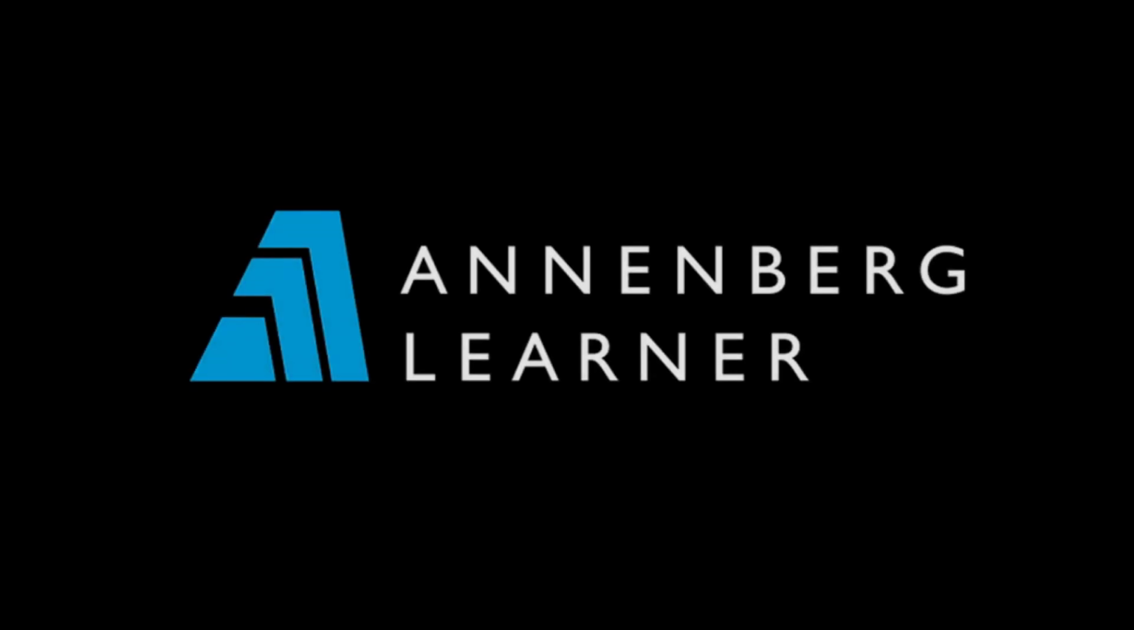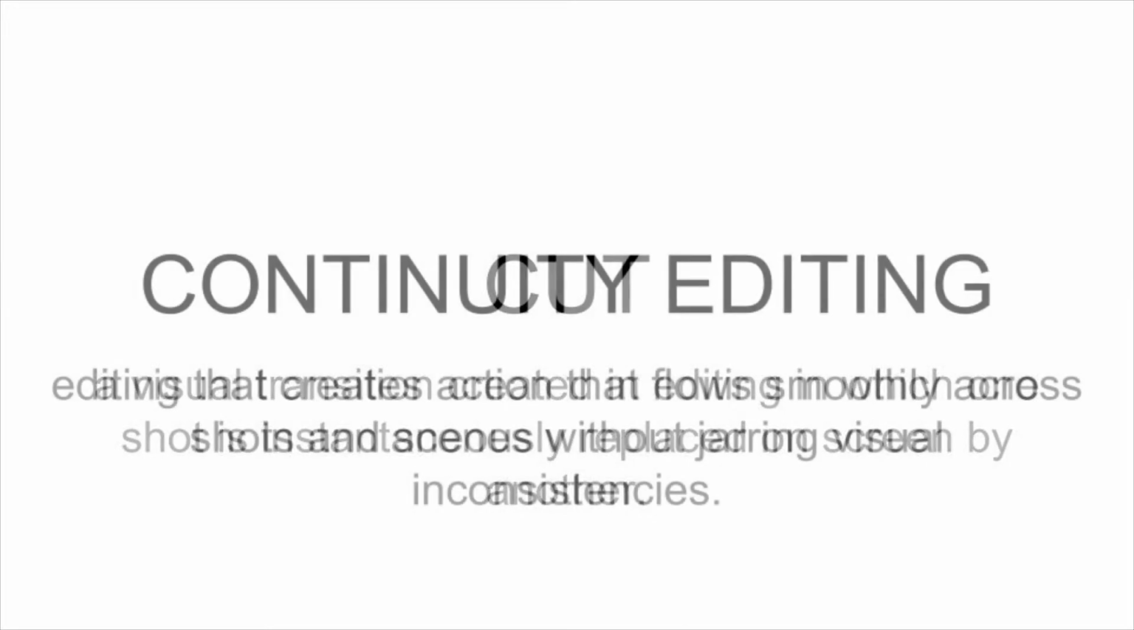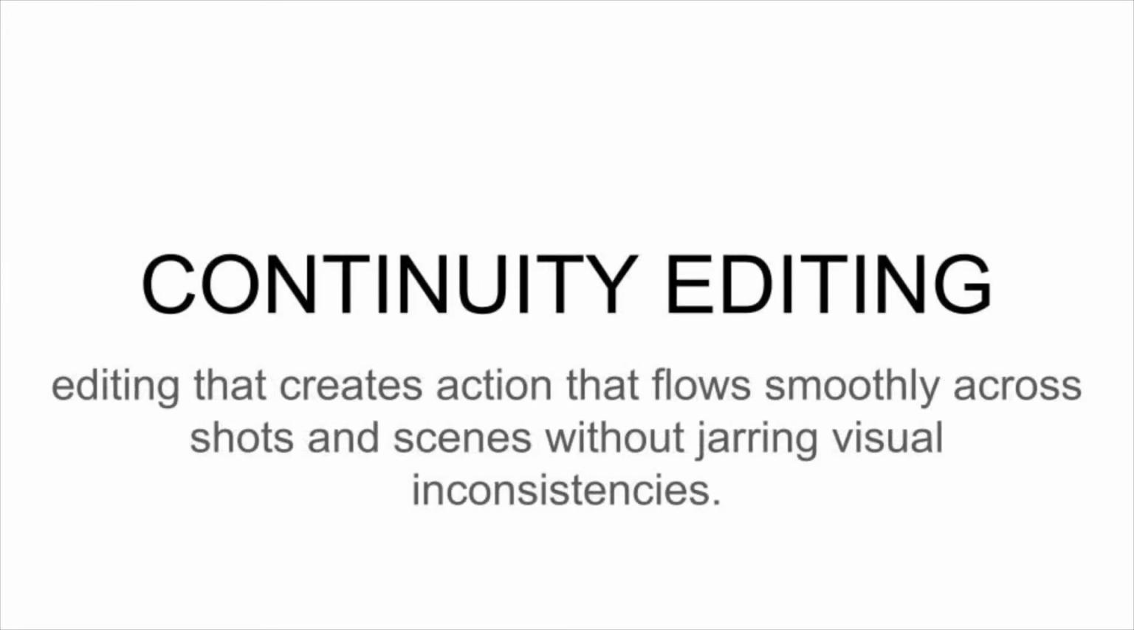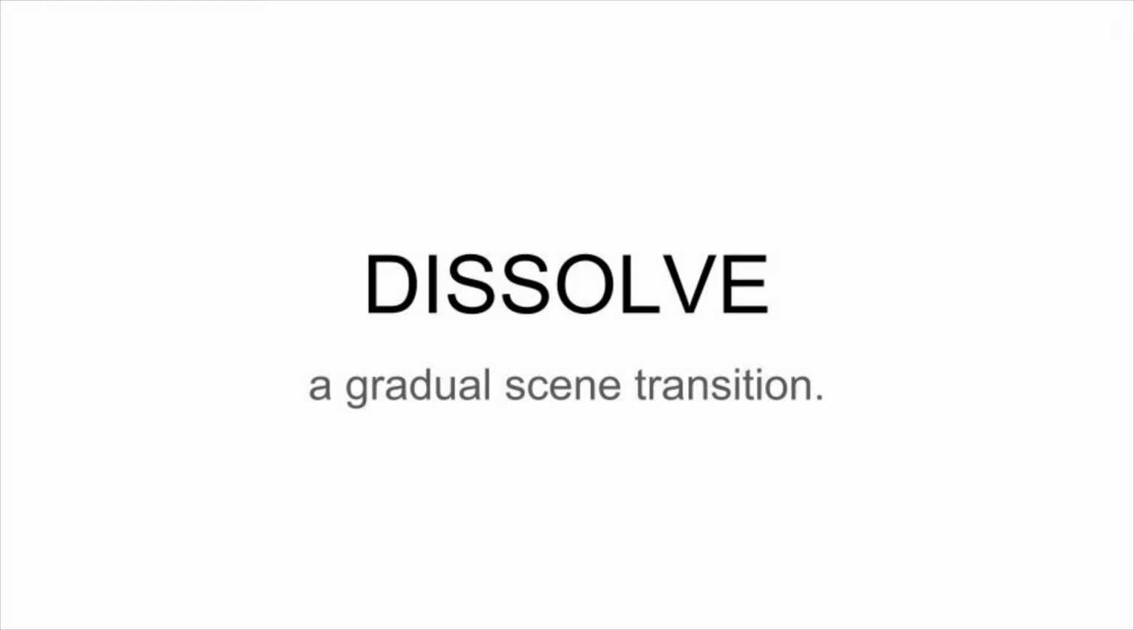From the Annenberg Learner website, I found some basic definitions of different styles of editing that would be useful to know and understand. To begin with, a cut. It's a visual transition created in editing in which one shot is instantaneously replaced on a screen by another. Continuity editing creates an action that flows smoothly across shots and scenes without jarring visual inconsistencies. Cross-cutting is the cutting back and forth between two or more lines of action, indicating that they are happening simultaneously. A dissolve cut is a gradual scene transition.